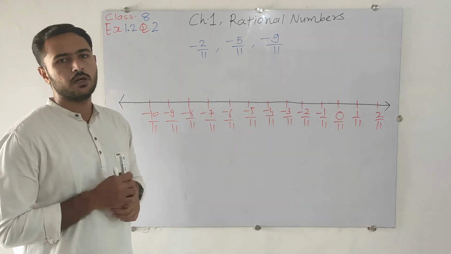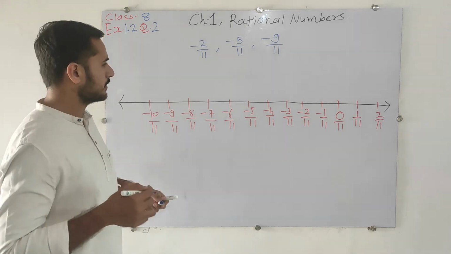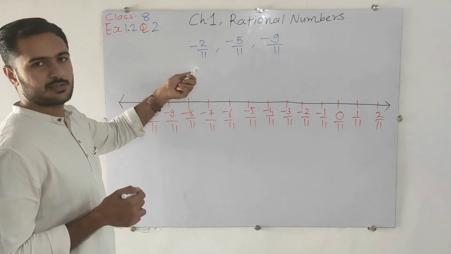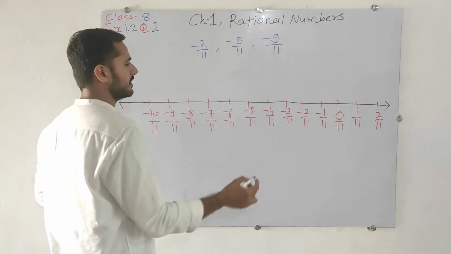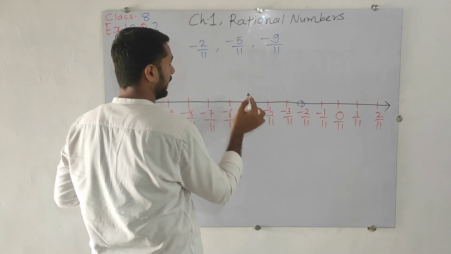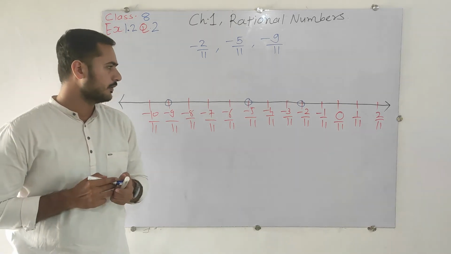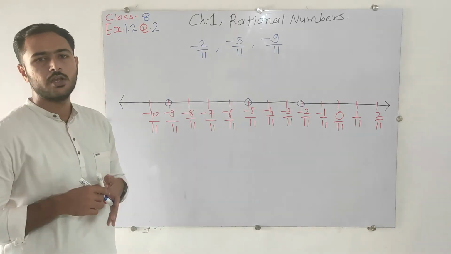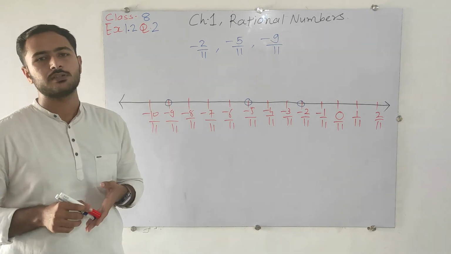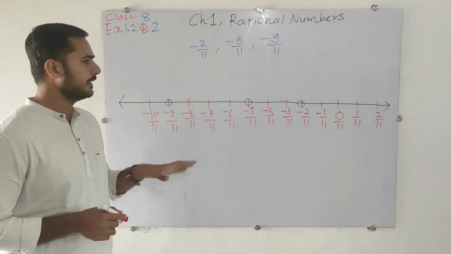Now I just have to point out the rest of the numbers, so we can show them by drawing a circle on the number line. The first one, we are starting with minus 2 by 11, which is here, then minus 5 by 11, which is here, and minus 9 by 11, that's here. Okay, so here we have shown the three different numbers on the same number line, because the denominators of all the numbers are the same. So here question number 2 is done. Just pause the video and note it down.